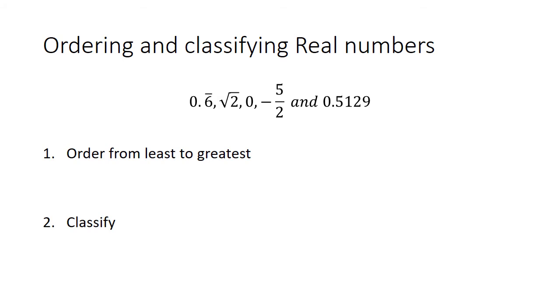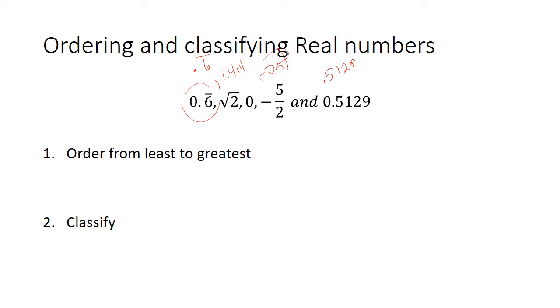So in order to do that, they all kind of need to be in the same form. Because off the top of my head, I don't know what the square root of 2 is. So what you're going to want to do is find out what each one of them is. Going to a decimal is about the easiest way. So we've got 0.6, and we're going to leave that as 0.6 repeated. The square root of 2, if you put that in your calculator, you get 1.414 or so. Negative 5 halves would be negative 2.5. And this is already a decimal as well.